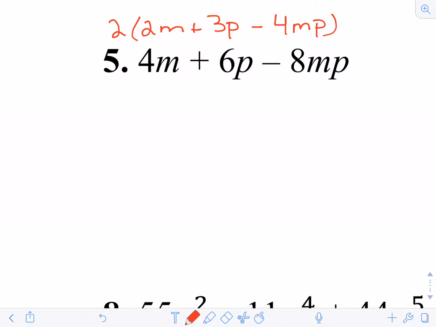Okay, if you can say, all right, well, I only have an m on the first one, a p on the second term, and an mp on the third, so there's nothing I can pull out that all of them have in common, then that's fine. If you need to, though, here's the work to show you why this works. So 4 is 2 and 2, and you have 1 m. 6 is 2 times 3, and you have 1 p. 8 would be 2 times 4, and that's 2 and 2, and then this is just mp.